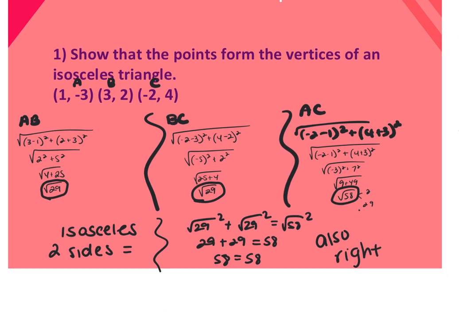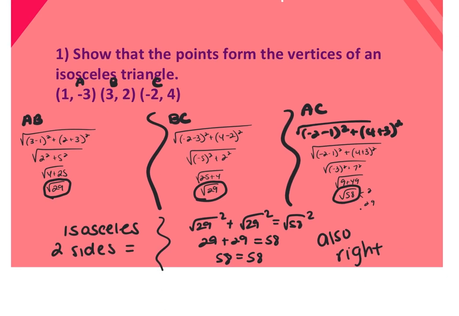All right, let's talk about a couple things on this one. First of all, it says show that the points form the vertices of an isosceles triangle. So this time it told you ahead of time it was an isosceles triangle. You just had to verify: if you gave the first two sides and you saw they were the same, you got it. That was enough.